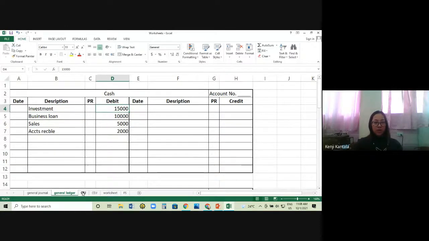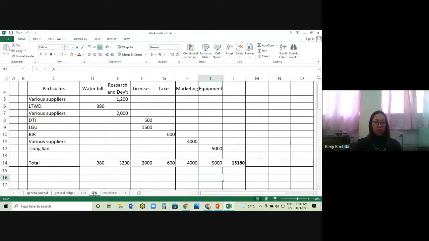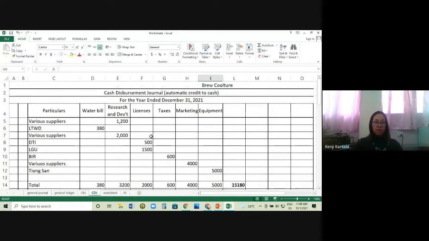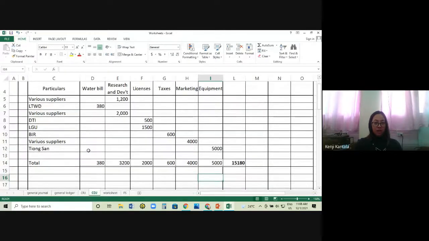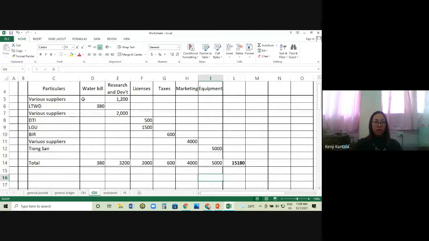Okay. So, andun na yung sa cash receipts journal natin. I-reflect na natin siya. So, next one, we have from our cash disbursement journal. So, ito naman, sabi natin kanina, automatic credit to cash siya. So, dapat sa credit column natin siya ilalagay. So, we have here, water bill at 380. So, water bill, 380. So, ganun lang yung gagawin natin. Ika-transfer lang natin yung mga data dito.